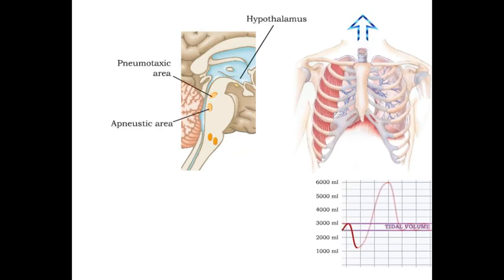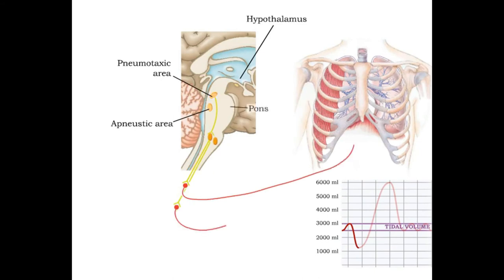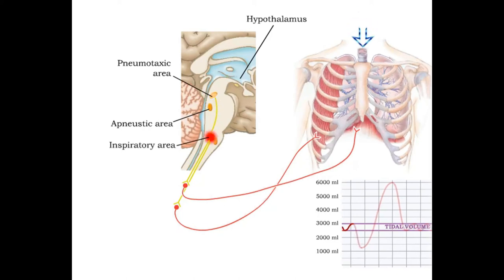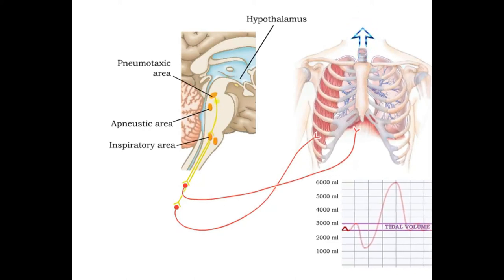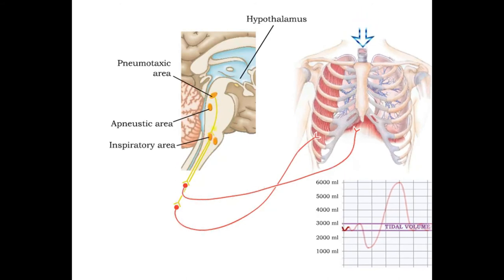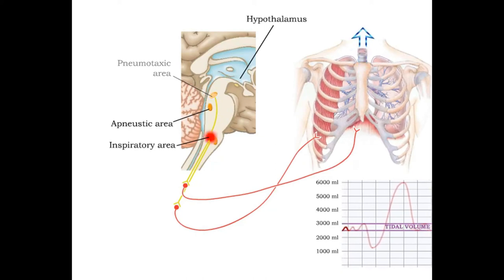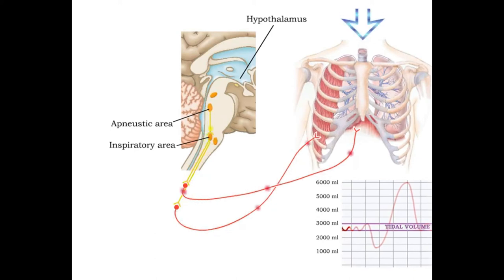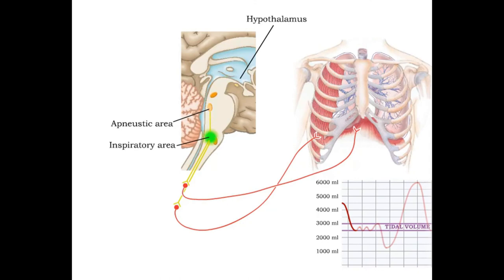Now, talking about apneustic area and pneumotaxic area in pons. Pneumotaxic area inhibits inspiratory area and results in rapid breathing. Apneustic area stimulates the inspiratory area, resulting in long and deep inhalation.